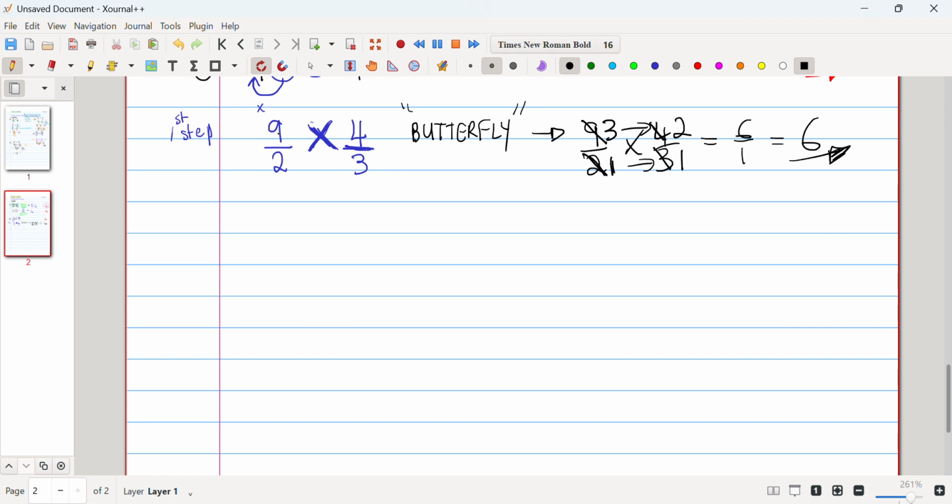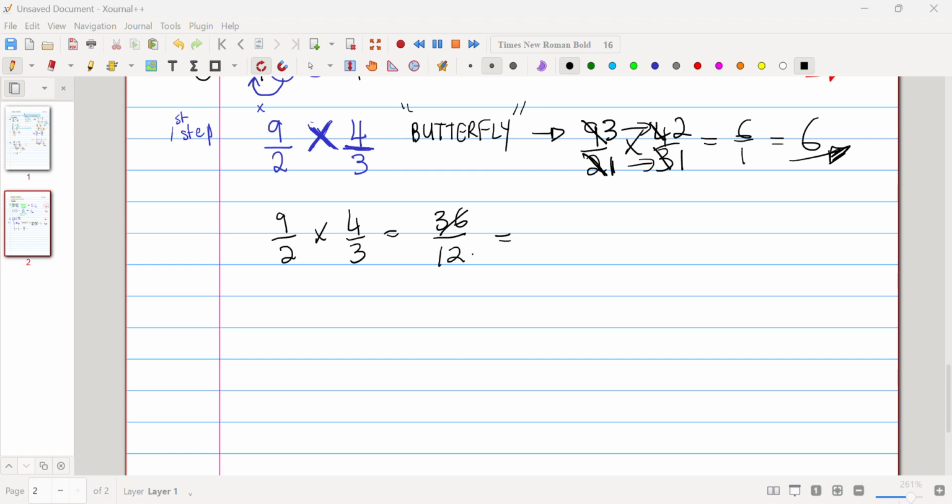Let's have a look at if we just go straight across and we times. So 9 over 2 again times 4 over 3, for those of you who do this method. We'll times across. 9 times 4 is 36, and 2 times 3 is 12. And then you need to simplify further. So what's the highest common factor of 12?